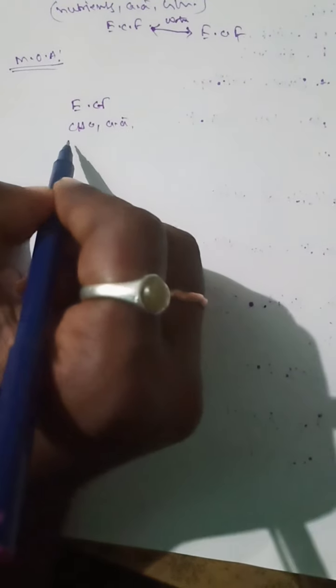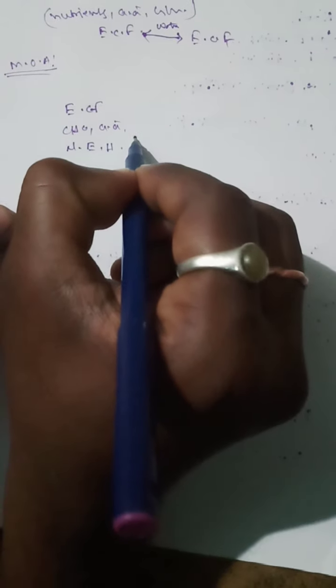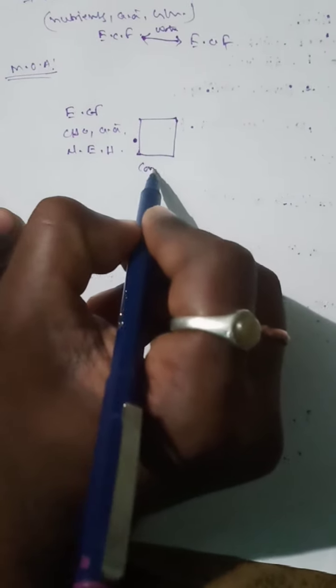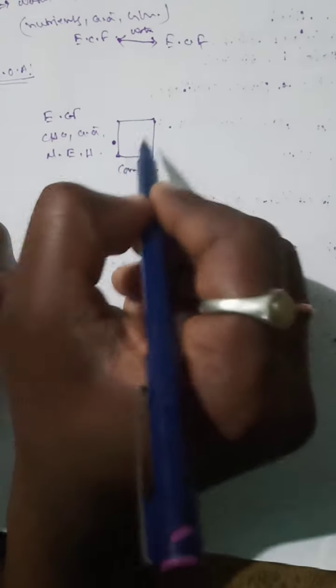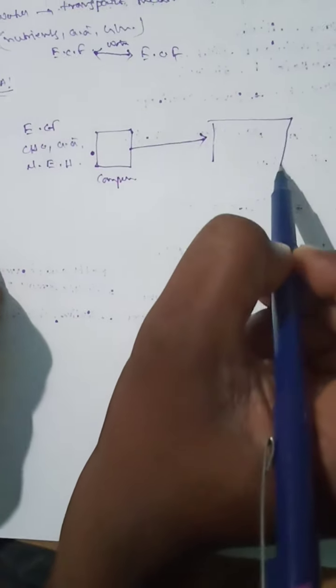What is the mechanism of action of extracellular fluid? The extracellular fluid contains, for example, carbohydrates, amino acids, then nutrients, enzymes and hormones. The extracellular fluid is transferred from one compartment. This is called a compartment. So this compartment containing the extracellular fluid transfers it to one more compartment.